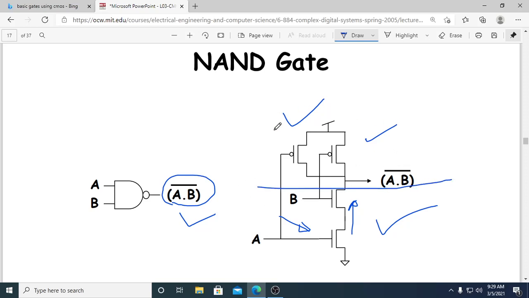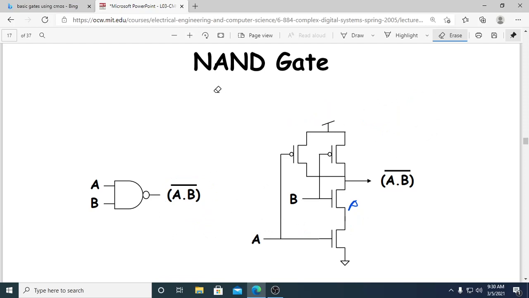So if you remember for the PMOS, then if ANDing is there, use parallel operation, and if ORing is there, use series operation of PMOS. Likewise, if the PMOS are parallel, then the NMOS should be in series. So how to remember this? I will tell you once again, either for PMOS or NMOS. Remember the things.